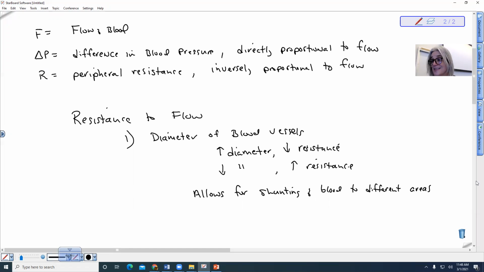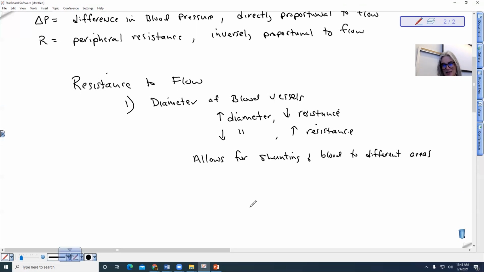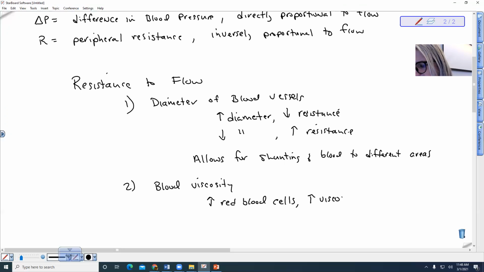Okay. The second thing that influences this resistance to flow is blood viscosity. So that is how thick your blood is. And so you'll think back when we talked about blood, that the amount of red blood cells can vary. And so as we increase the red blood cells, we get an increase in viscosity.